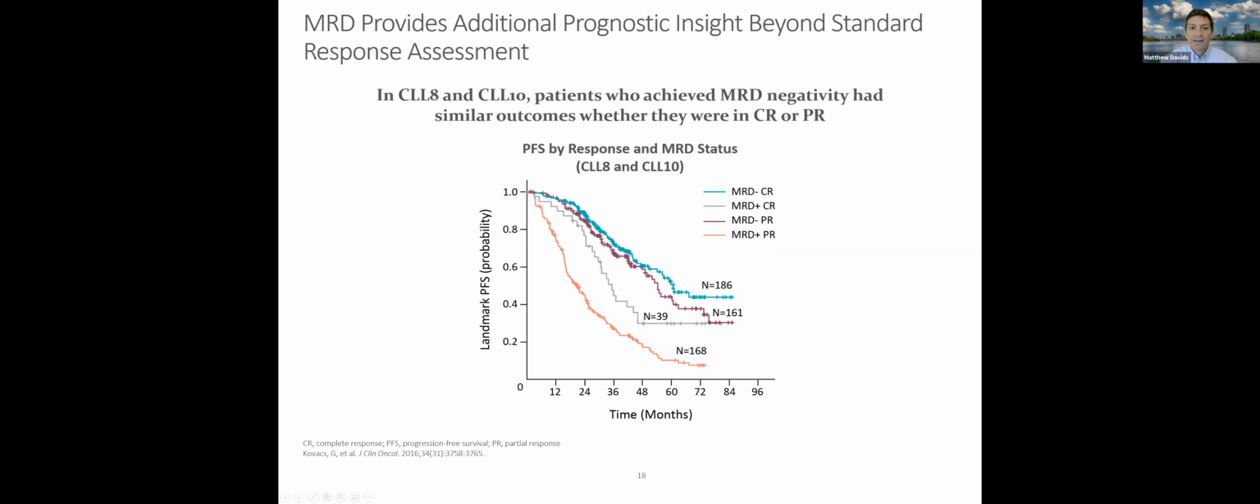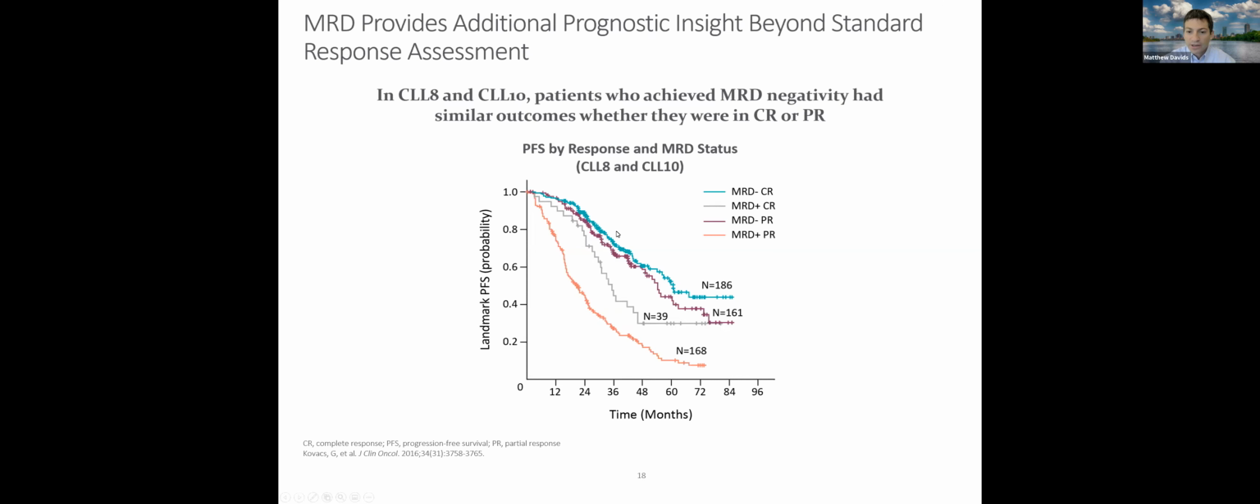This is a little more complicated here, but I think it's very interesting because there was an analysis done where they pulled together a large group of patients who were treated with chemotherapy for their CLL initially. And they looked by the status, whether they had complete remission or partial remission, and then also whether they had detectable MRD or undetectable MRD.